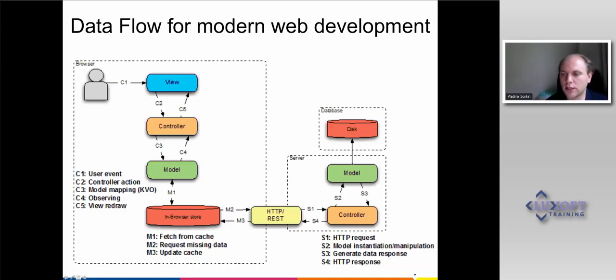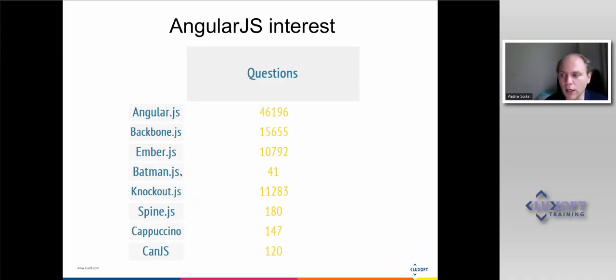If we need the data from the server side, we are reading the data from the model, and it is sent over HTTP plus REST, and it is coming to the model on the client side. So this is the most convenient and contemporary architecture. And just a couple of words more about AngularJS.